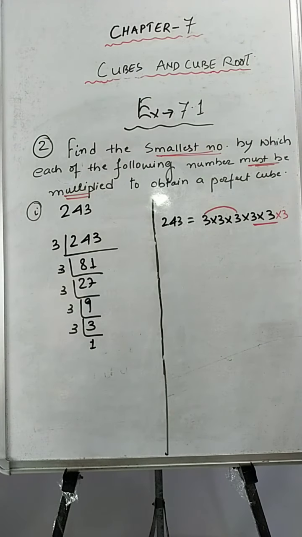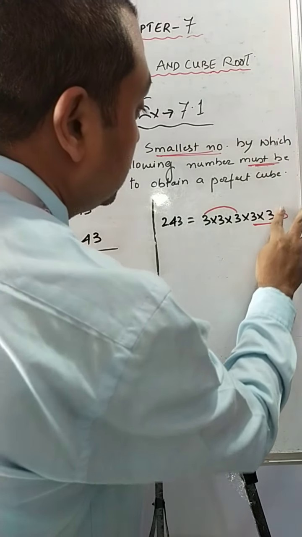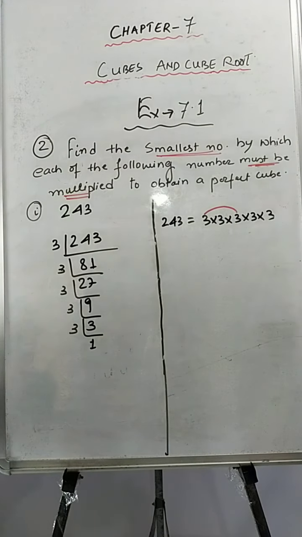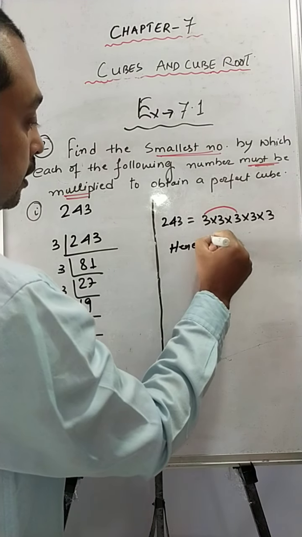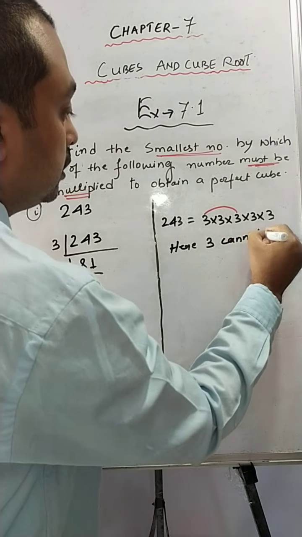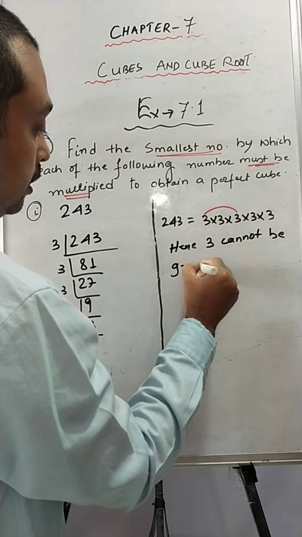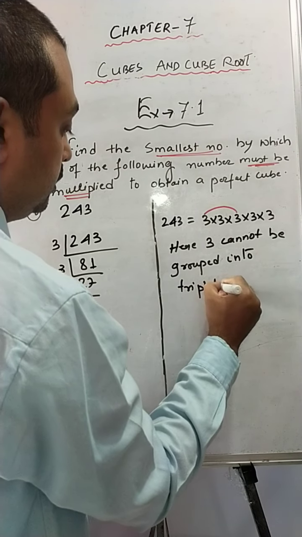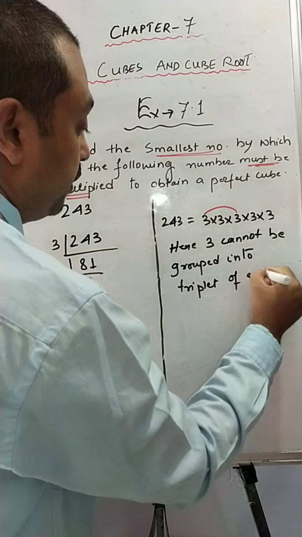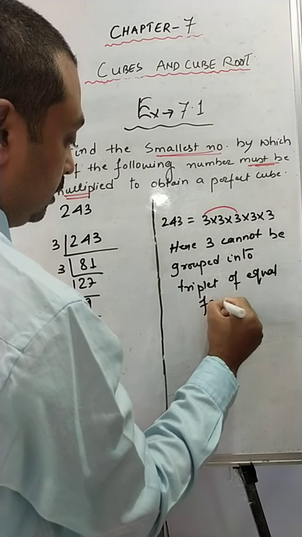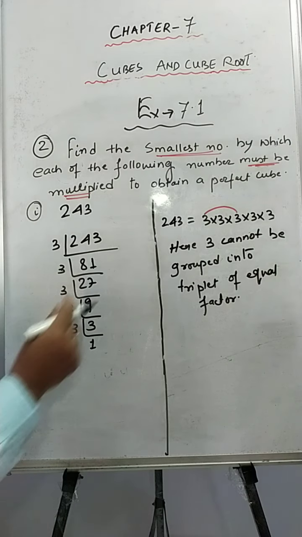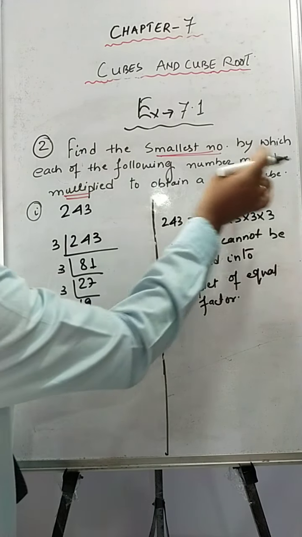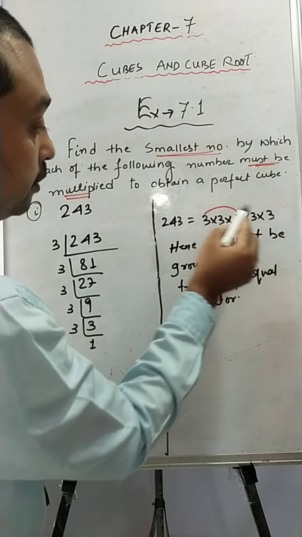So what is the smallest number? The smallest number would be 3 only. So what is the sentence that we have to write? We have to write here: 3 cannot be grouped into triplets of equal factors. So to make 243 a perfect cube number, we have to multiply it by 3.